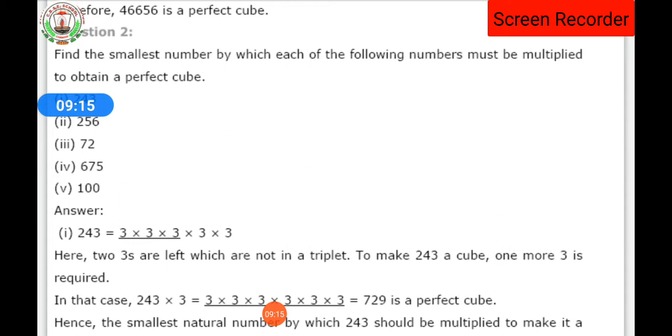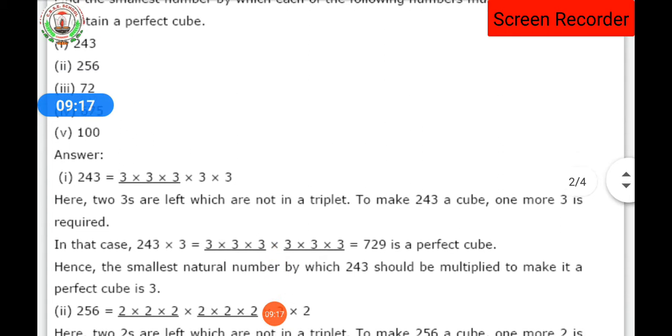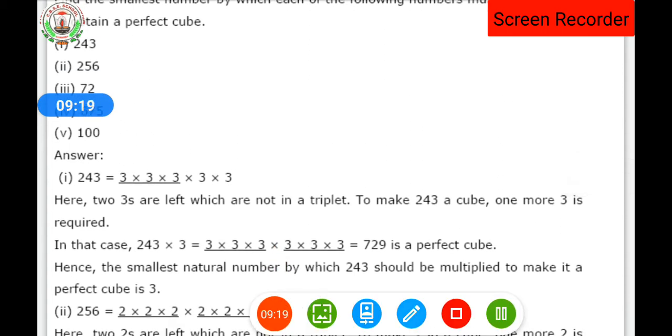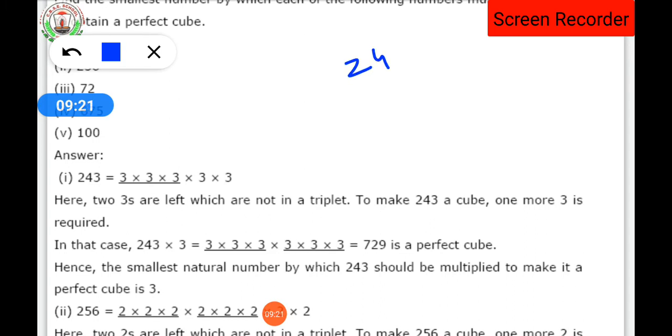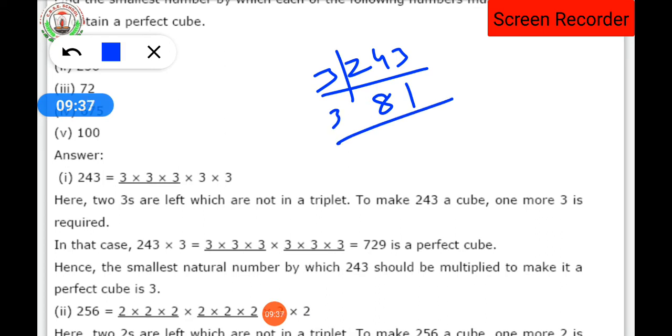Okay, so let's see the first question. 243 is there. So for 243, first we are going to find its factors. Here 24 comes in the table of 3 how many times? 24, 8 times, and 3 comes 1 time. Then again 3, here 6, that means 2 times, 21, 7 times.